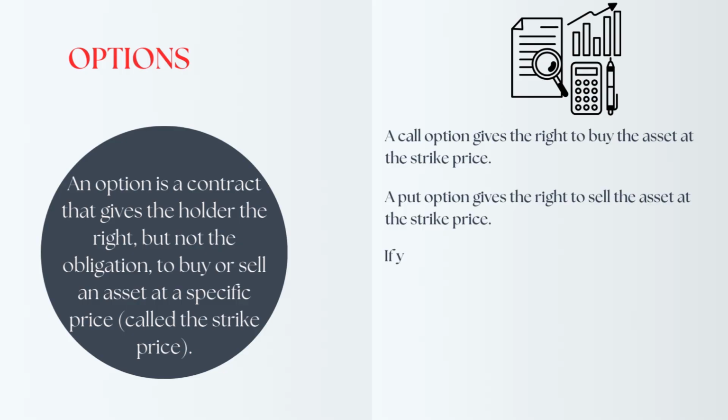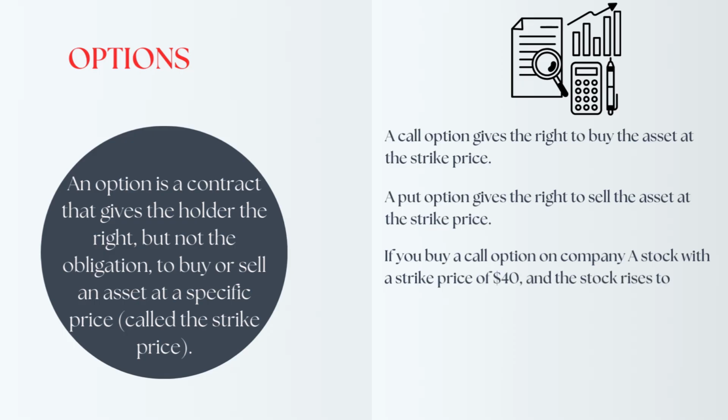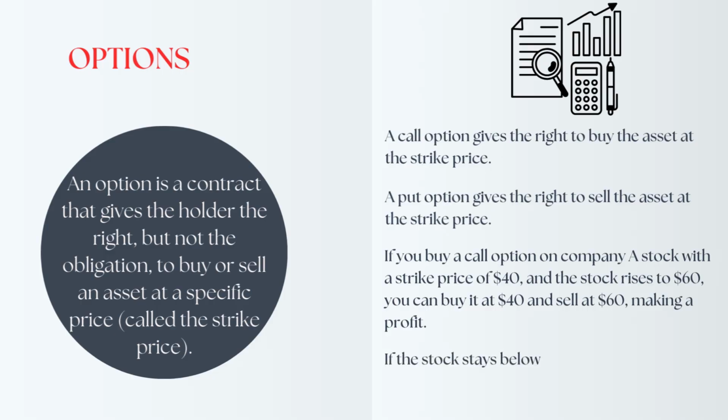For example, if you buy a call option on Company A stock with a strike price of $40, and the stock rises to $60, you can buy it at $40 and sell at $60, making a profit. If the stock stays below $40, you don't exercise the option and only lose the premium paid.